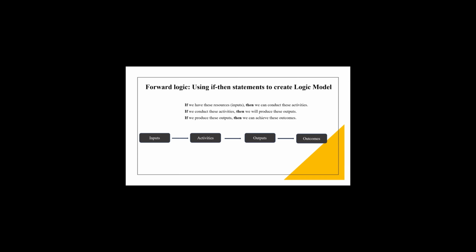And further, for the forward logic, here is exactly what I mean by it. Using the if-then logic is like creating a chain reaction. If we have the resources or inputs, then we can carry out the activities that we want. If we conduct these activities, then we'll produce some outputs. And if we have those outputs, then we can change the outcome that we are aiming for. It's all about making sure that each step leads to the next and everything flows toward the end goal of the project as well.